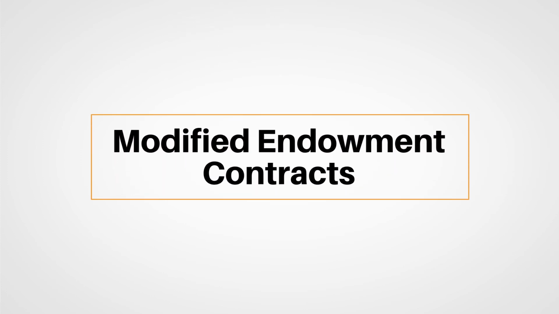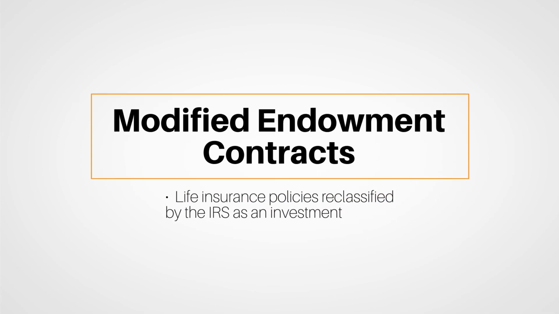Finally, we're going to discuss modified endowment contracts. These are life insurance policies that are treated by the IRS as more of an investment because the policy fails a specific test mandated by the IRS. If a life insurance policy becomes a modified endowment contract, it loses many of its tax benefits.